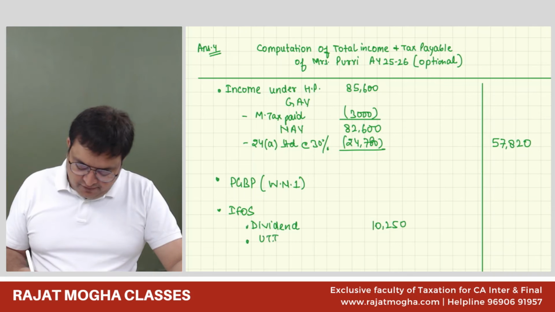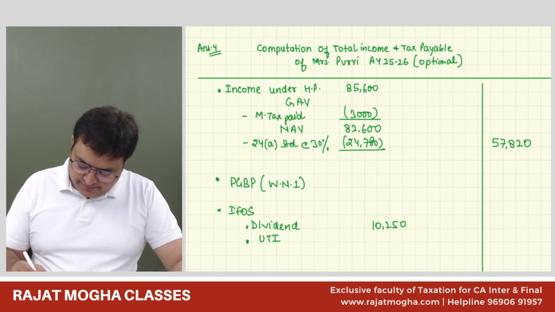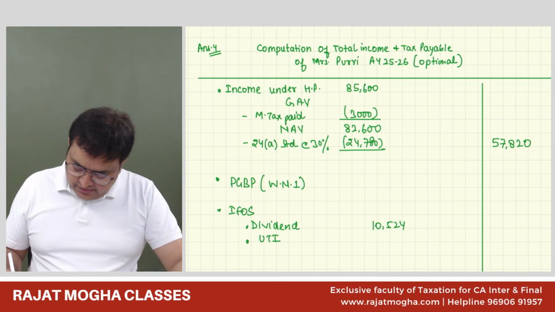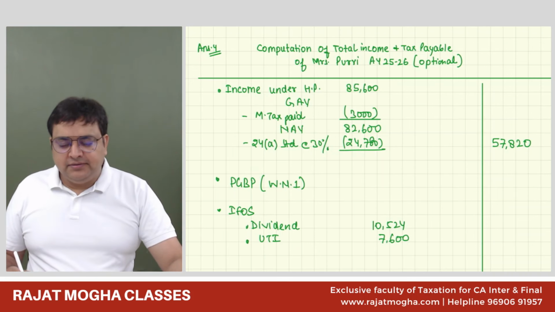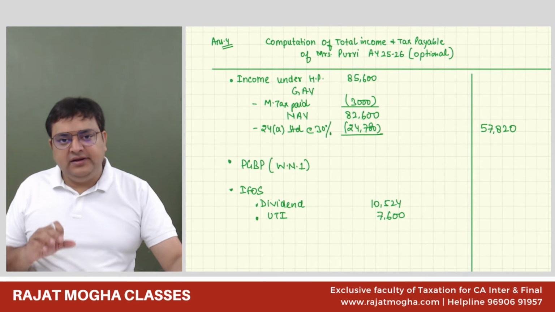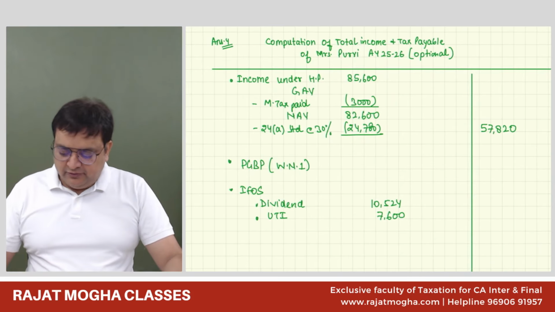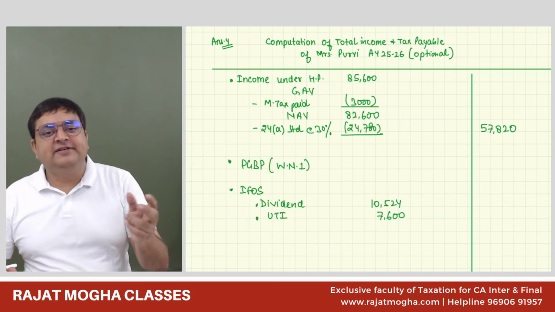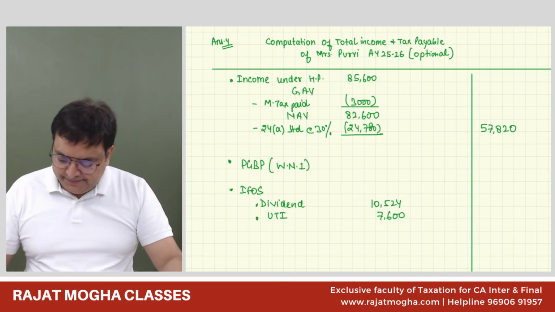Then we have income from UTI also. Sorry, 10,524 and 7,600 is income from UTI, and it is also gross, so we don't have to do any grossing up because it is already the gross value. Had it been a net amount, I would have done the grossing up, and you know how to do the grossing up. So let's say if it is a 10% tax, whatever we have received net, it is 90%. So you will do the back calculations. Simple.